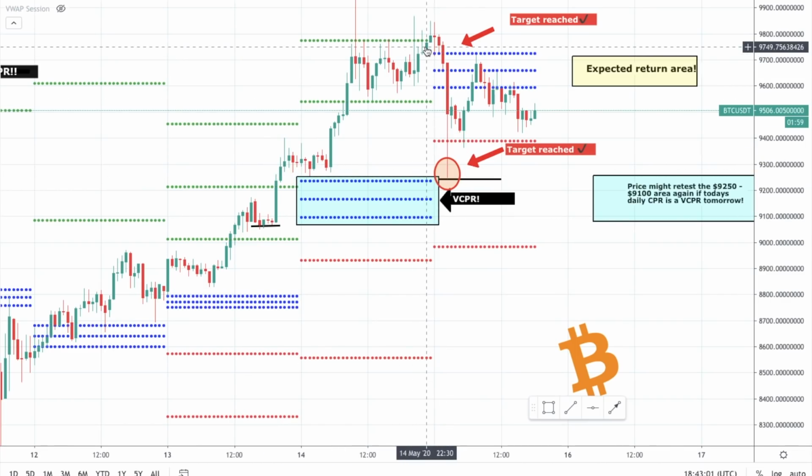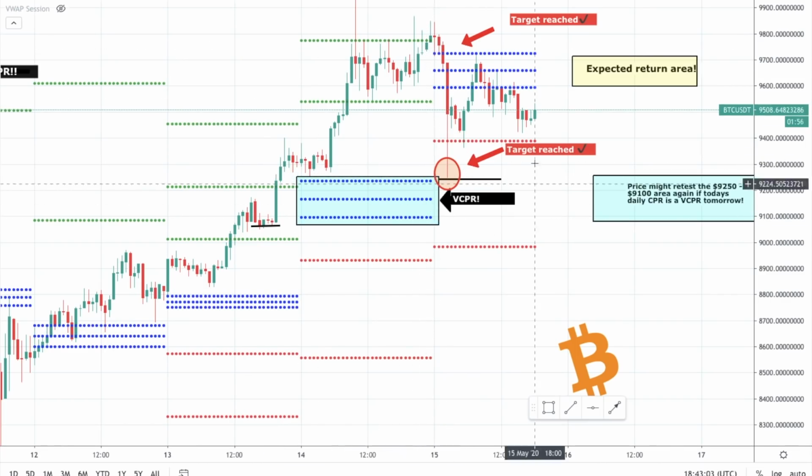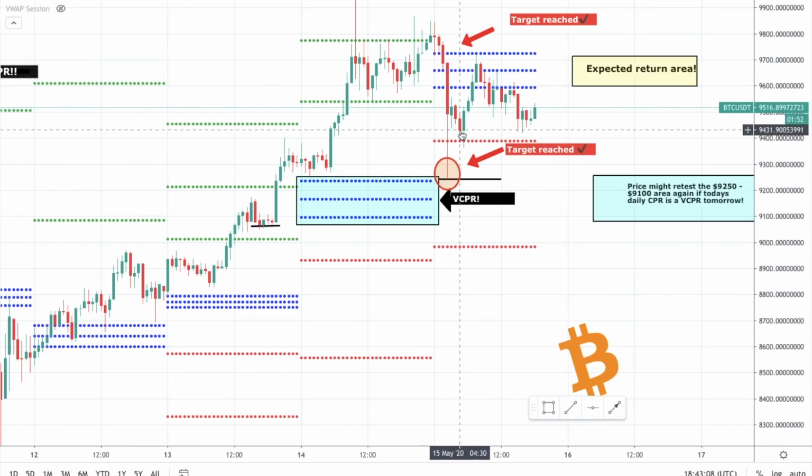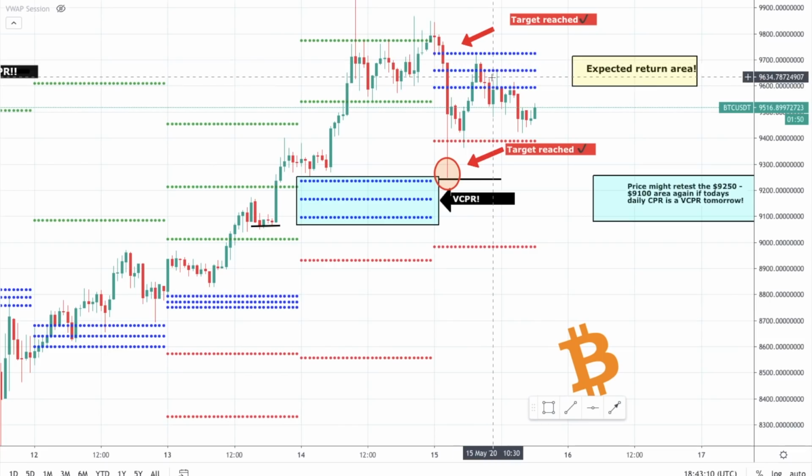So there is a high possibility of price coming to test this area. And what happened after that? Look at this week, guys. It touched the CPR area and then it got support and bounced, started going in an upper direction. That's the power of virgin CPR, guys.